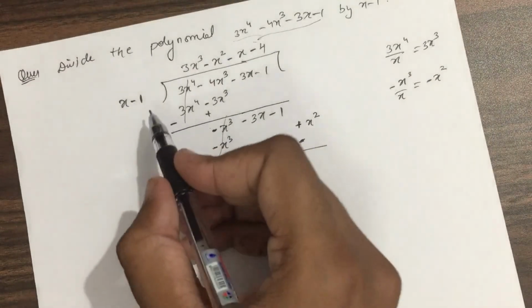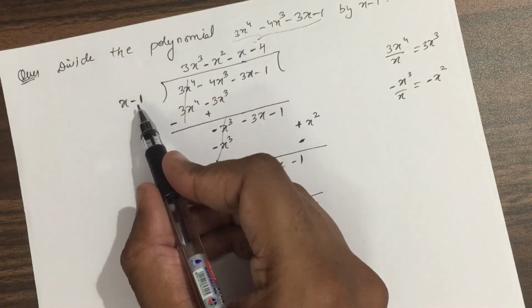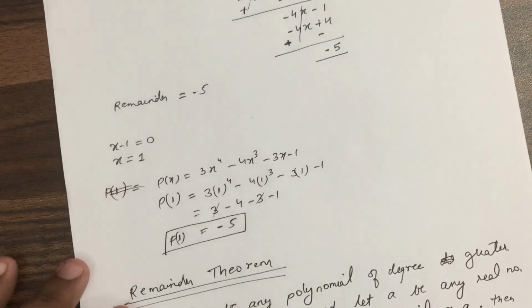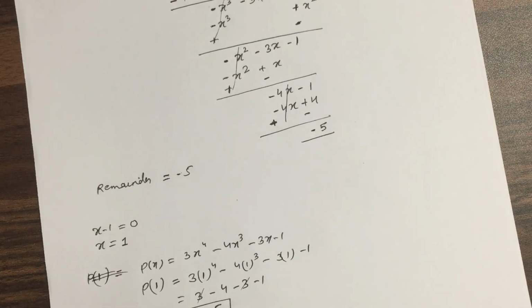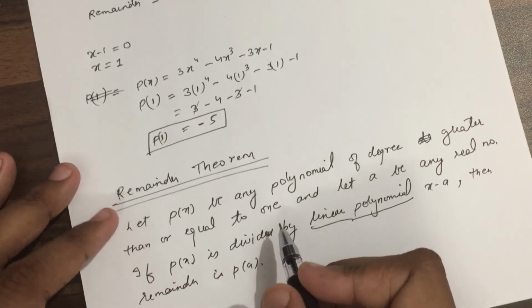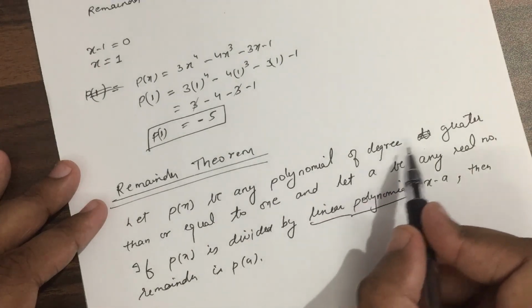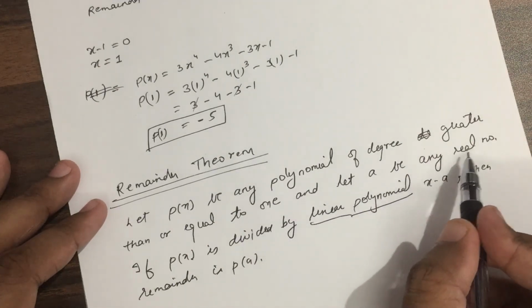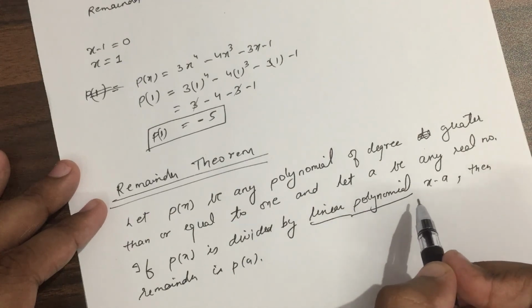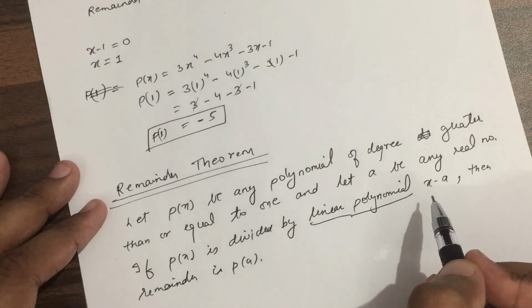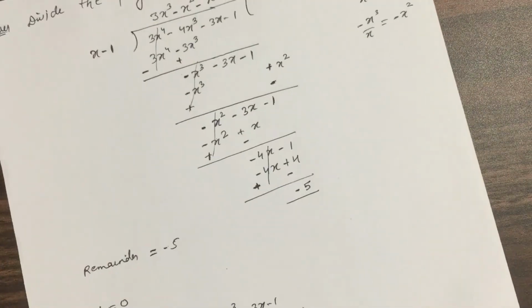Look here, it is divided by linear polynomial x minus 1. Okay, its degree is 1, therefore it is a linear polynomial. In the previous example also it was degree 1. So this completes our remainder theorem. So what it says, let P(x) be any polynomial of degree greater than or equal to 1 and let a be any real number. If P(x) is divided by linear polynomial x minus a, then remainder is P of a. Now we will discuss a few questions on remainder theorem.